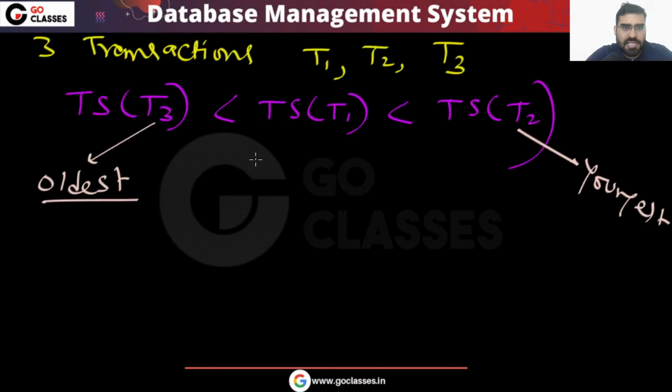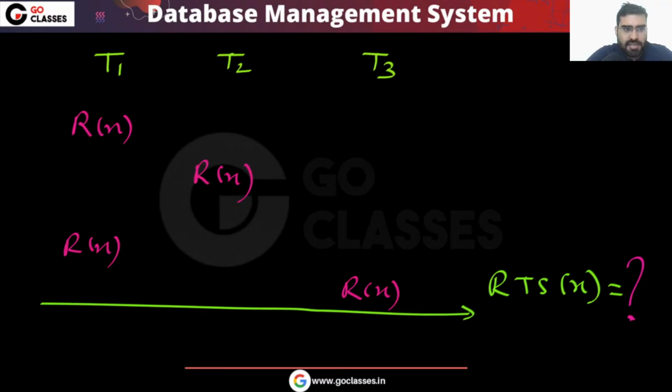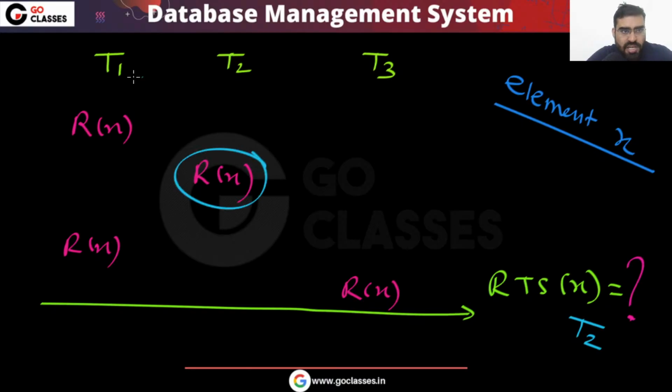Remember, please keep in mind that you have three transactions, T1, T2, T3, where T3 is the oldest, T2 is the youngest, and T1 is in the middle. T3 timestamp is less than T1 timestamp, which is less than T2 timestamp. If these operations are happening, what is the read timestamp of X? Who is the youngest transaction who did the read operation? The answer will be T2.